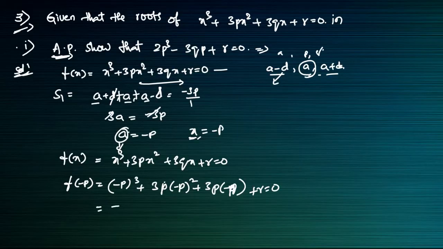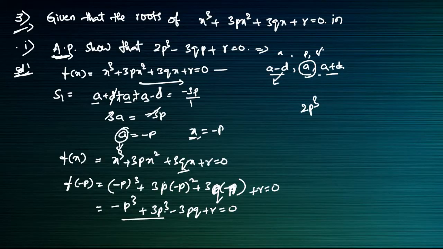So from this it will become minus p cube plus 3p cube. It will become minus 3p into p square, minus 3p square will come. Now 3pq, this is one q, this one p. So it will become minus 3pq plus r is equal to 0. So it will become 3p cube minus p cube, so 2p cube minus 3pq plus r is equal to 0. So this is the answer where we have to find the solution.